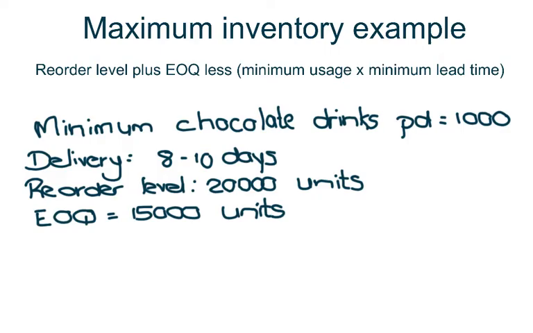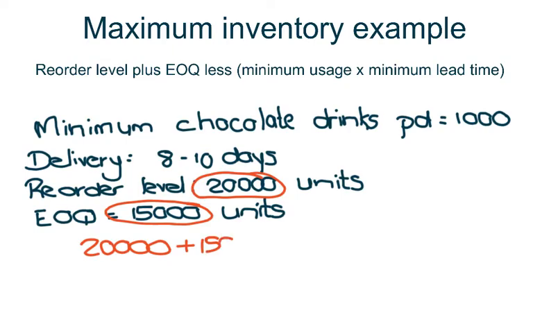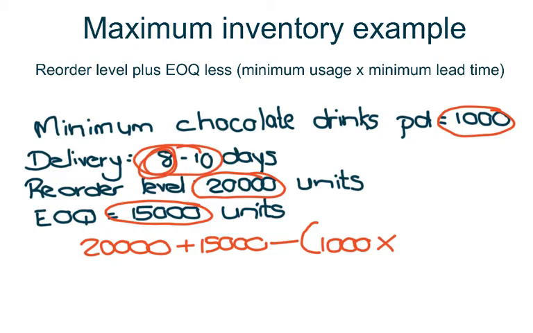To do this example then, I will start by taking my reorder level, and my reorder level is given as 20,000 units. So I will write it 20,000 units plus my economic order quantity is given as 15,000 units. So there's my 15,000. All right. And then they say less in brackets. My minimum usage is 1,000 units. So less 1,000 times minimum lead time. My lead time is between 8 and 10 days, so the minimum then is 8.